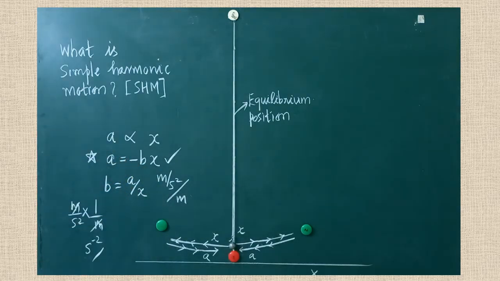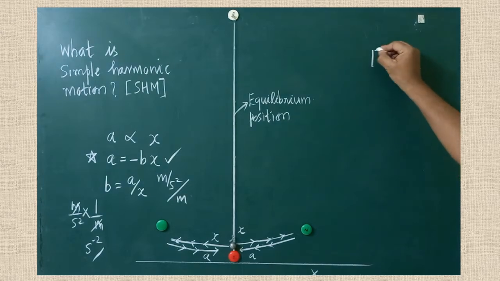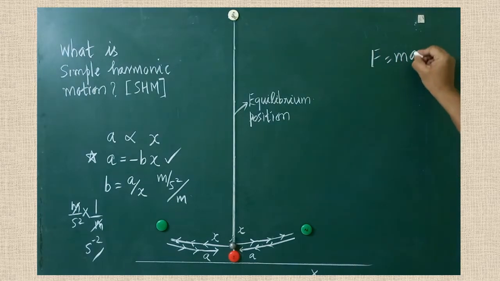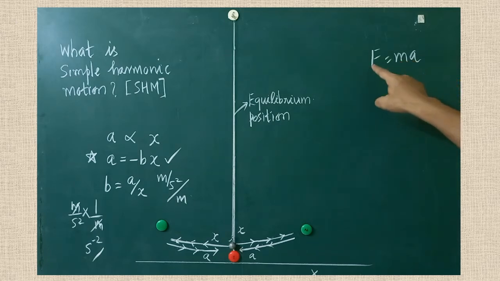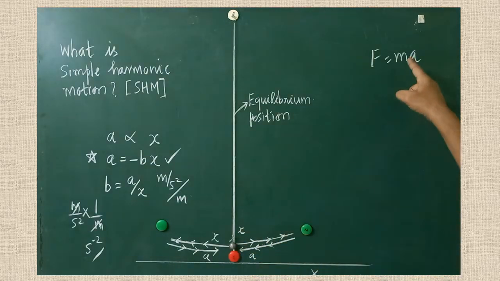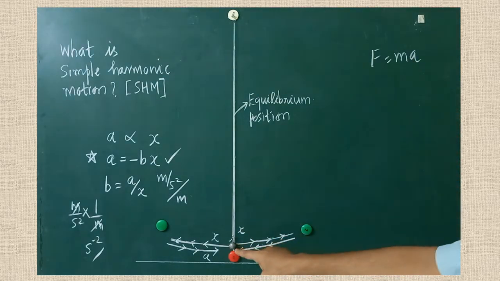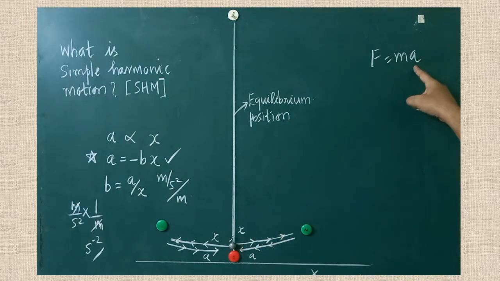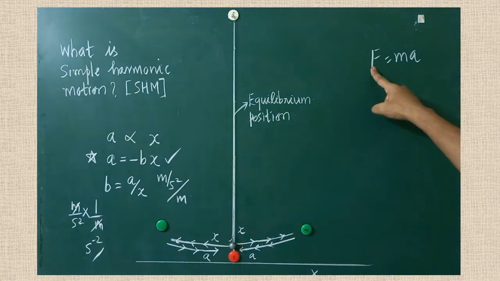So we know Newton's second law. Are you clear? What is the formula to calculate the force? F is equal to m into A. By multiplying the acceleration with the mass, we are able to calculate the force acting on the body. Here, the bob possesses mass. On the bob, acceleration is acting. Therefore, we are able to get the force.